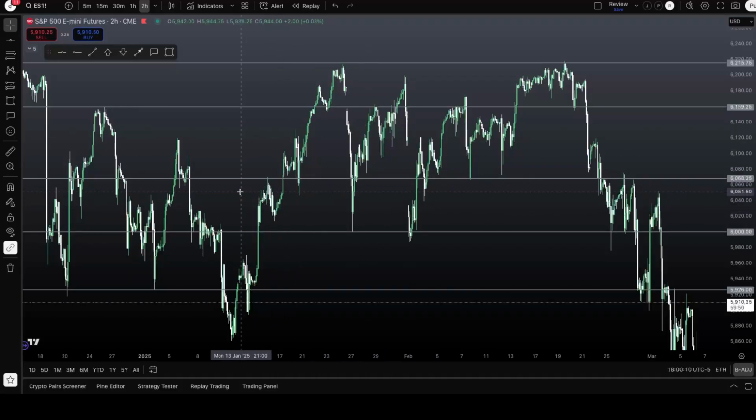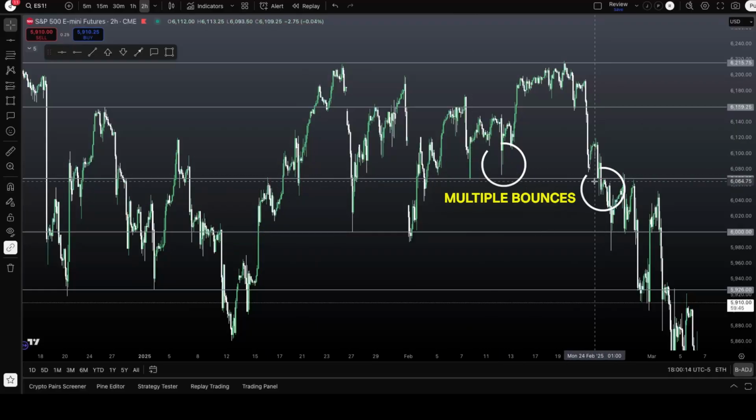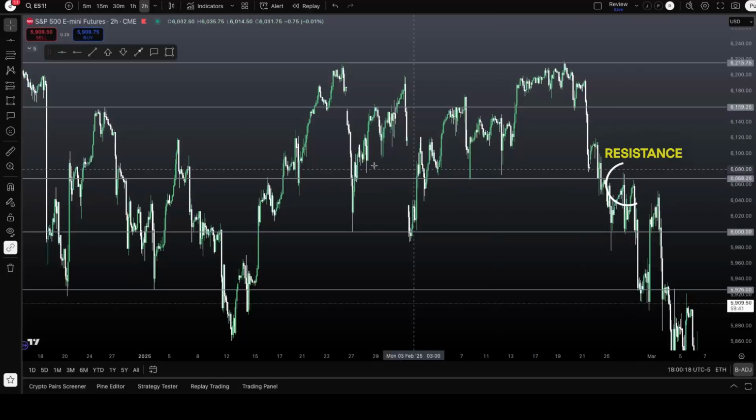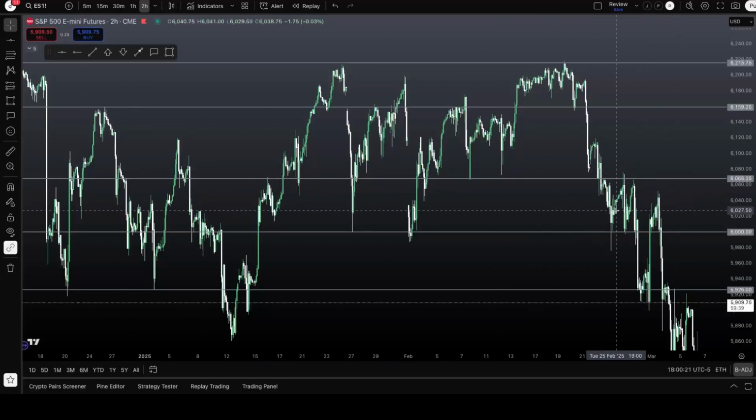cleared this. So you see something that was resistance, then became support, had multiple bounces here, and then again when this failed, then this acted as resistance again. So all of these points of confluence give me a little more confidence as a higher time frame level.